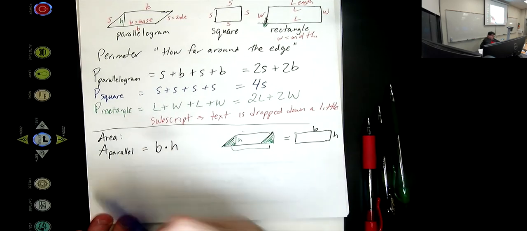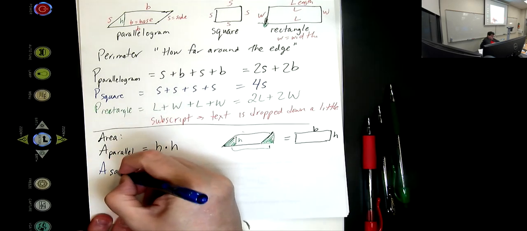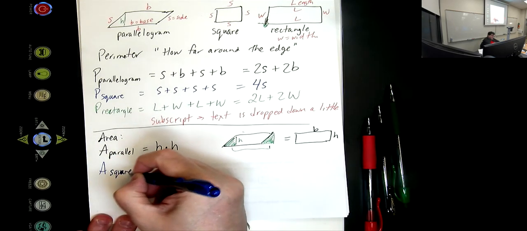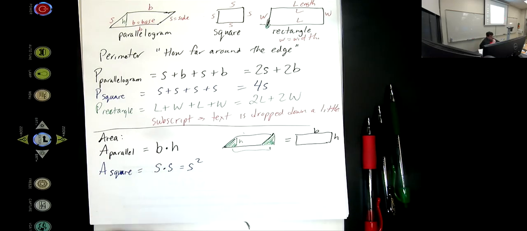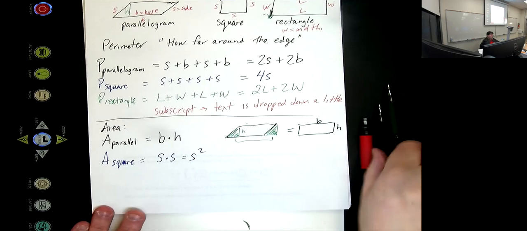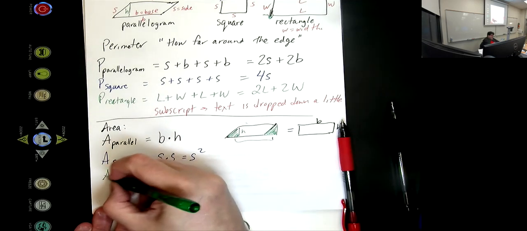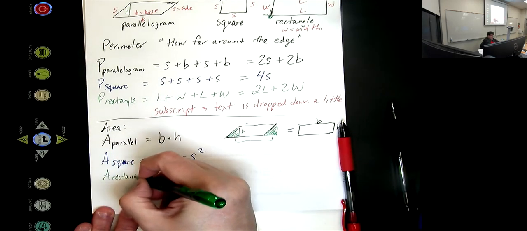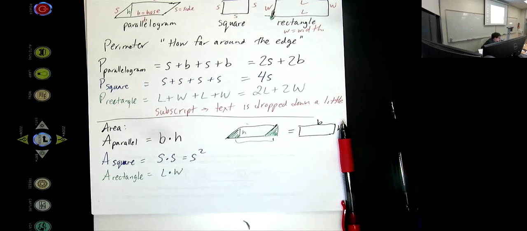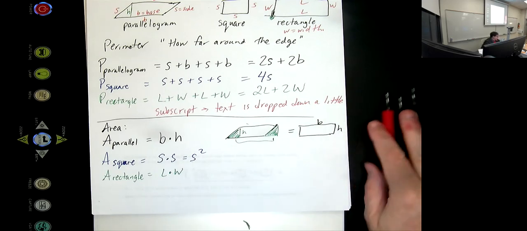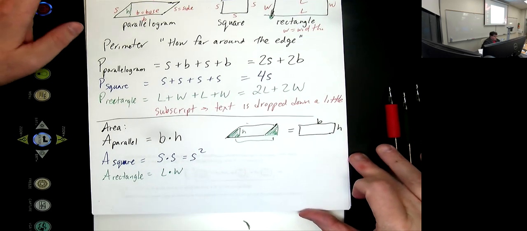Area of a square is S times S, or S squared. Area of a rectangle is L times W. We got two more formulas. We'll do them real quick, and then we'll be done.